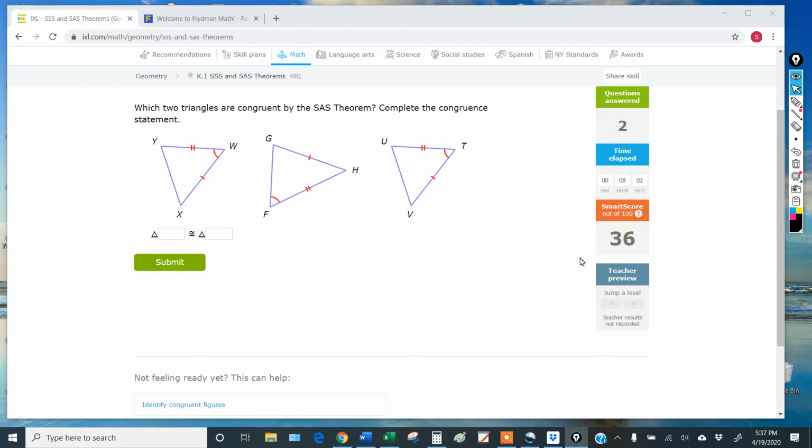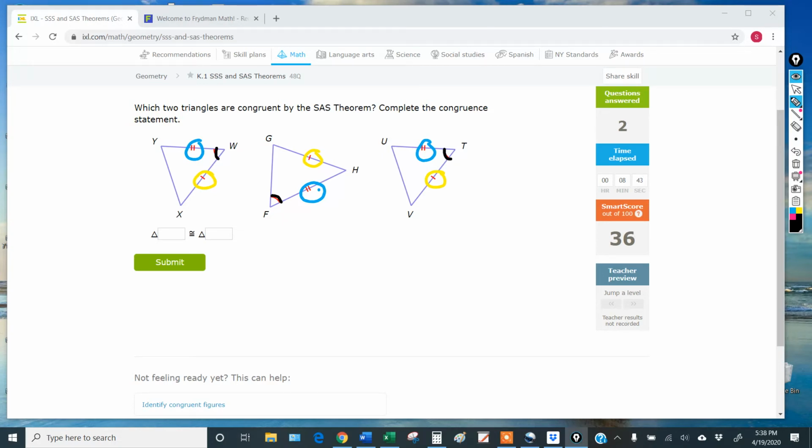Next one. Which two triangles are congruent by the SAS theorem? All right, so let's talk about this one. For this one, this side is the same as this side, which is the same as this side. And this side is the same as this side, which is the same as this side. And this angle is the same as this angle, which is the same as this angle.